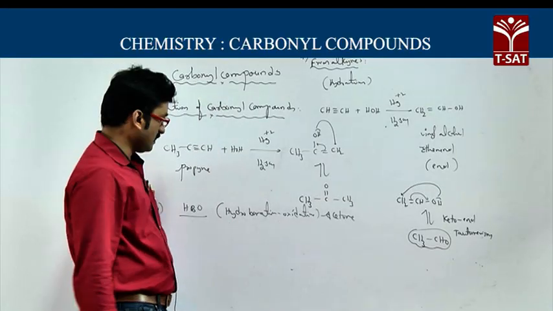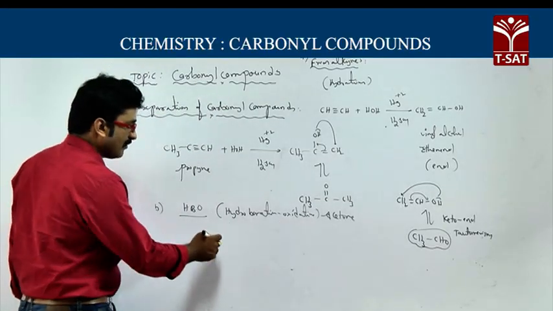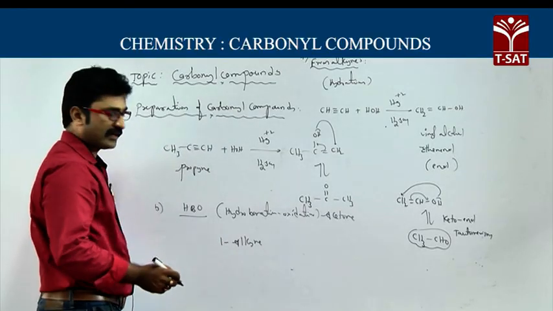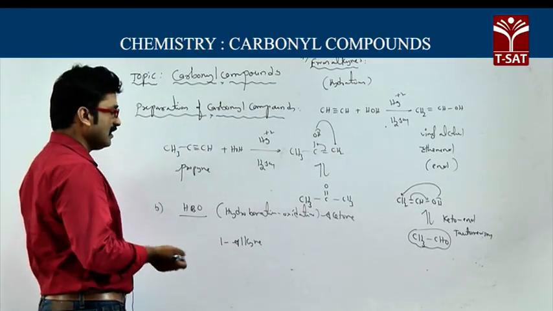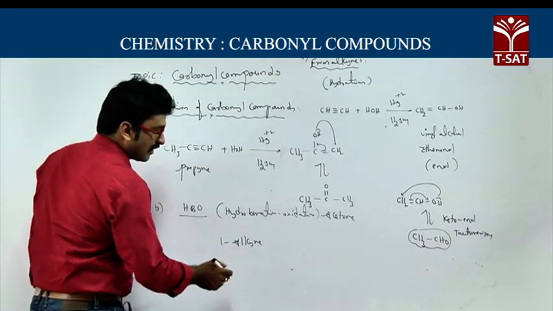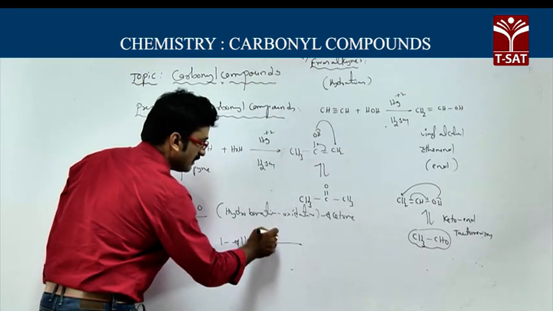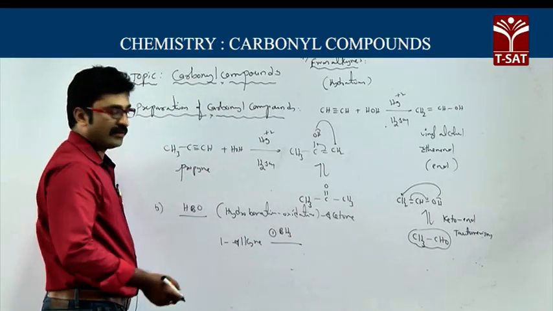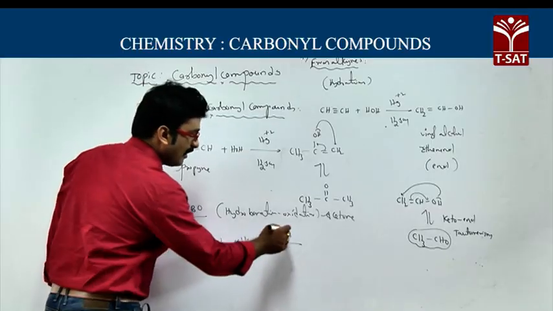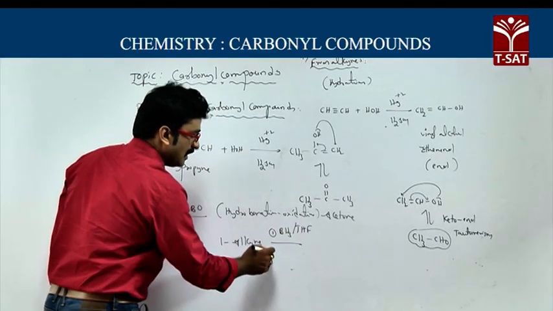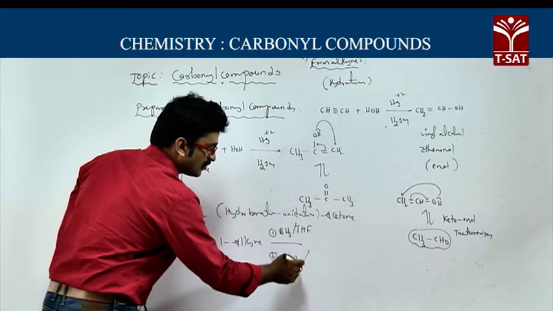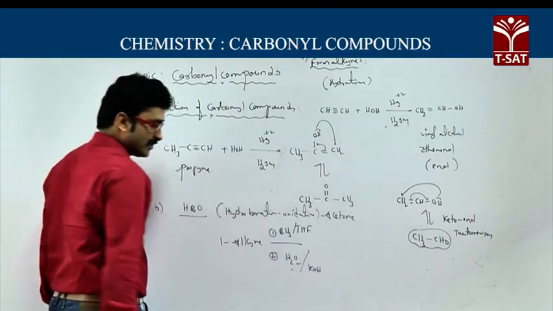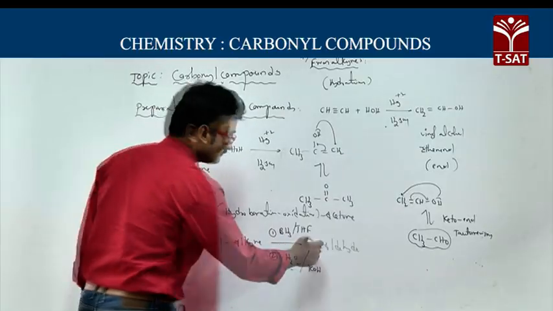Hydroboration oxidation, HBO. In this one, alkynes, or you can say terminal alkynes, if the triple bond is present at the end or starting of a compound, 1-alkynes, on reaction with BH3. It exists as a dimer, you know that B2H6 is called diborane, and the second one is H2O2 in the presence of KOH or NaOH. You will get aldehydes.